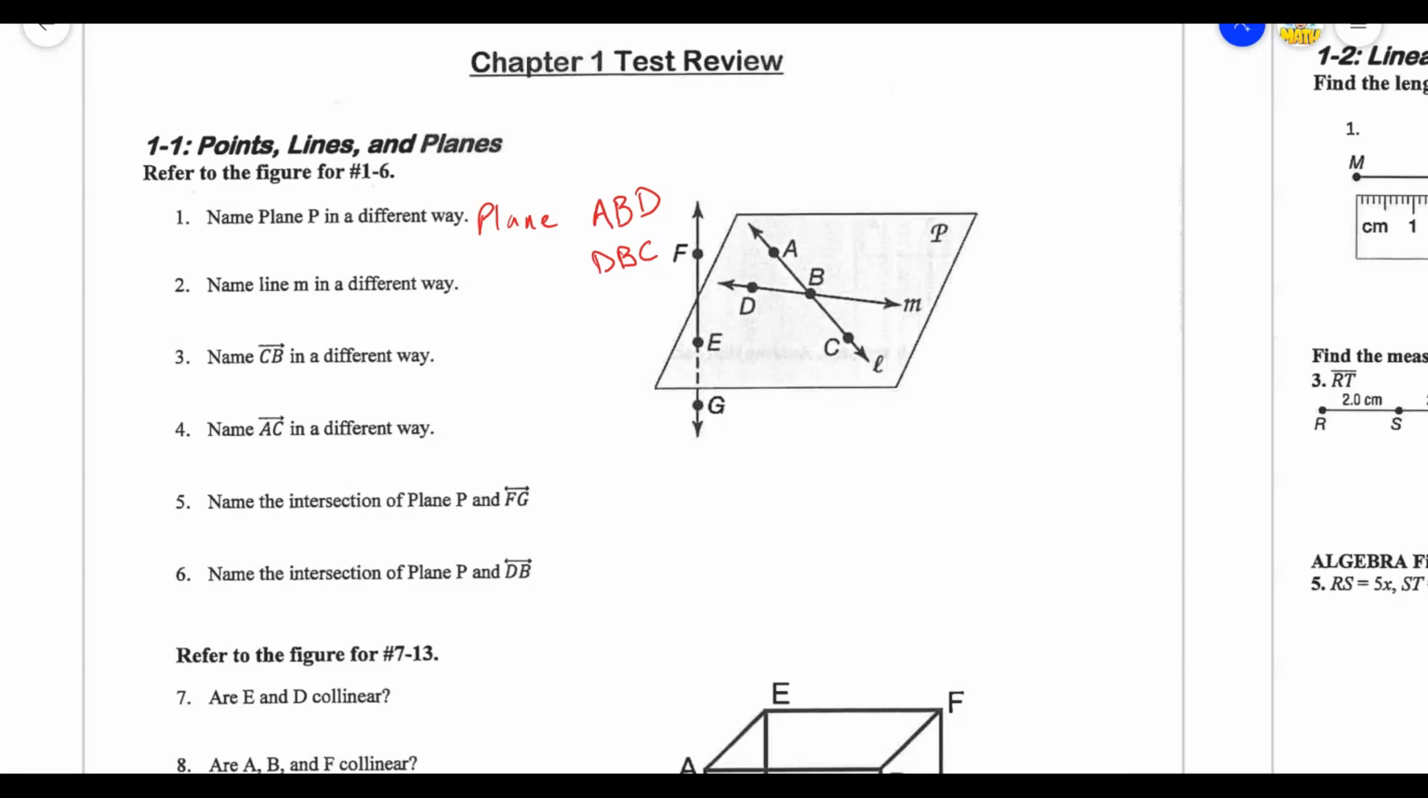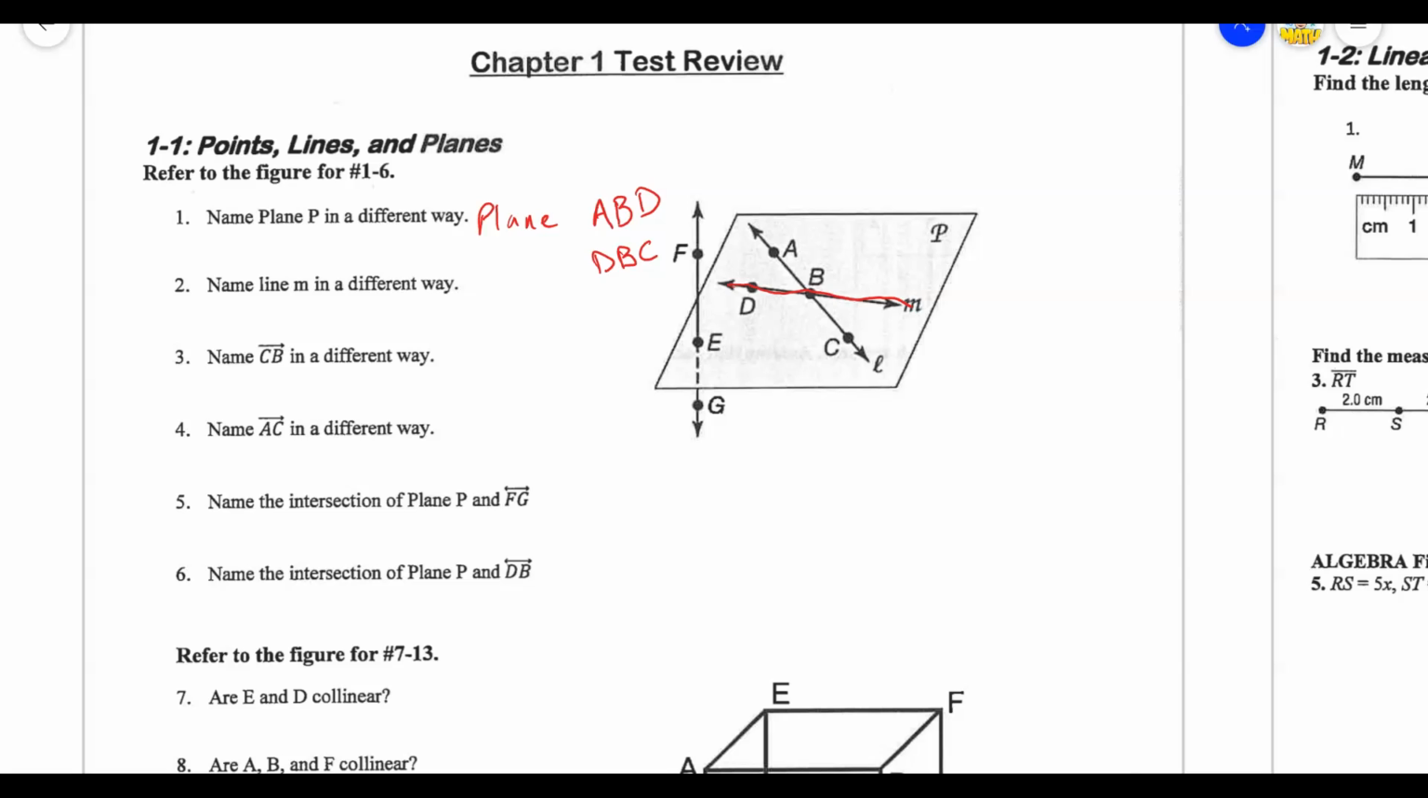Name line M in a different way. Well, where's line M? It's right here. That is line M. The easiest way to name a line is with its lowercase letter. Here's line L over here. We don't have a single letter to name this line that's running vertical. But the other way that I can name line M is with 2 points.